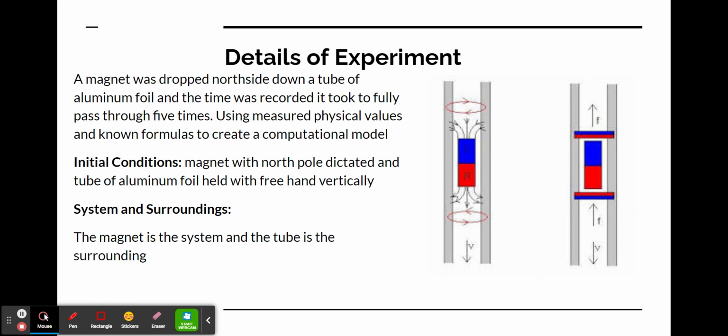The details of the experiment. A magnet was dropped north side down a tube of aluminum foil, and the time was recorded by me using my phone as it took to fully pass through 5 times, and using measured physical values and known formulas to create a computational model, and then that model was also created using Python. The initial conditions were that the magnet with the North Pole down, and the tube of aluminum foil was held vertically. But I used my hand to hold it, so it wasn't secured super well. In the system and surroundings, the magnet is the system, and the tube is the surroundings.